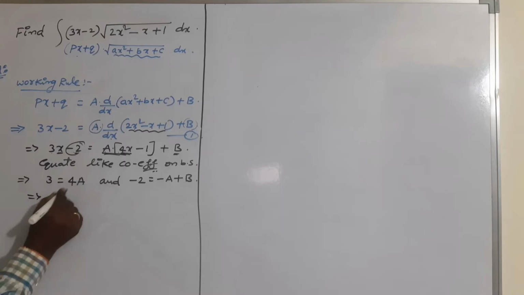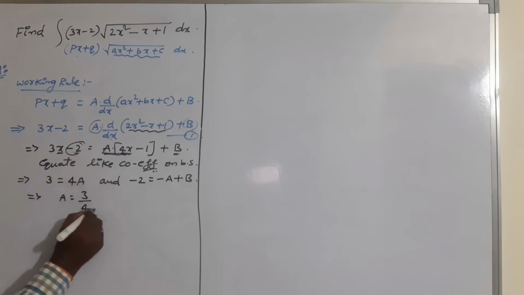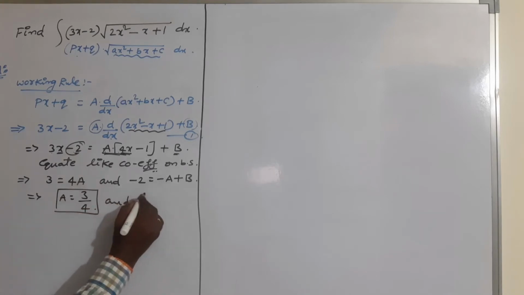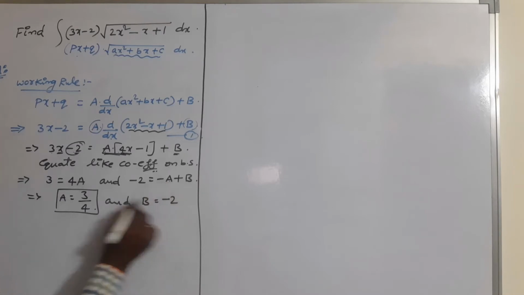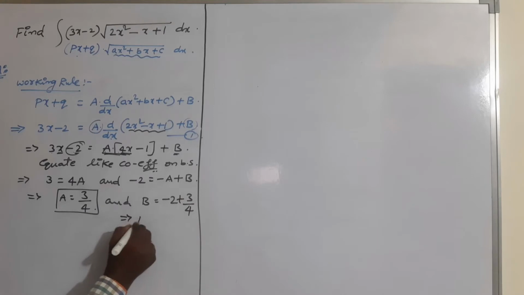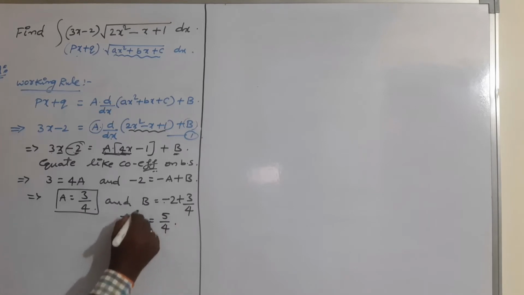So we are observing that A is equal to 3 by 4. Highlight this value with a box. And here you will get B is equal to minus 2 plus A. What is capital A? 3 by 4. By taking the LCM, capital B becomes minus 8 plus 3, which is 5 by 4.